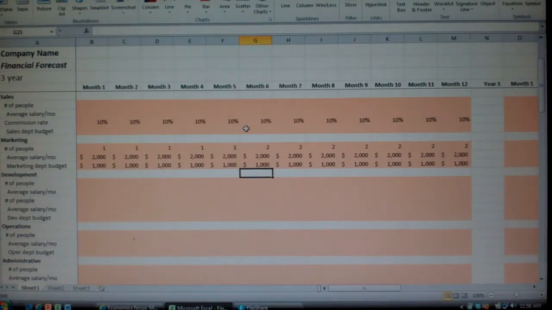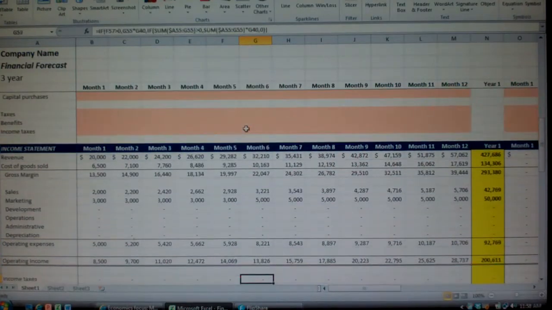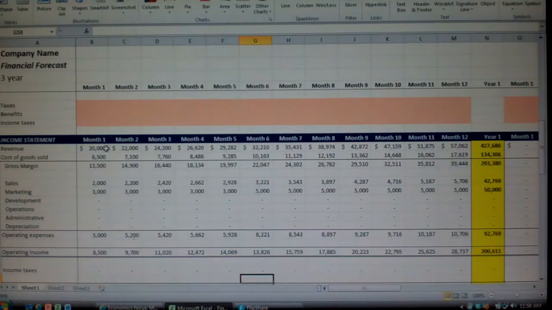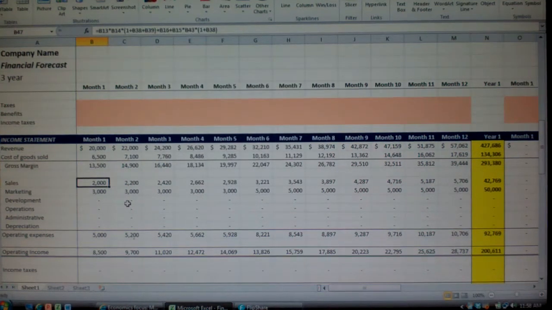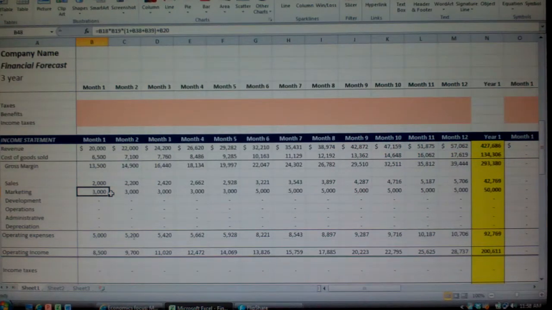So let's go down below to our income statement and see what it is that I've done. Well, there's our 2,000 units times $10 a unit. There's our 2,000 units times $3, right? So that's $6,000 plus the $500 of fixed costs. Means I've got gross margin of $13,500. I'm paying a 10% commission, so $20,000 times 10%. And I've got one marketing person at $2,000 plus a $1,000 budget, right? For expenses. They're going to make pamphlets or something.